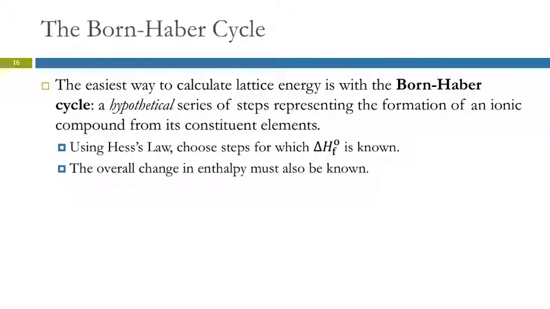So how can we calculate this lattice energy, this heat that's released? The easiest way is to use what's called a Born-Haber cycle. This is a hypothetical series of steps that represent the formation of an ionic compound from its constituent elements. The principle underlying this is Hess's law, where you can take different chemical reactions and add them together, and get the total reaction. Then you look at the enthalpy changes for each of the steps and add those together to get the overall enthalpy change. So that's what we're going to do.